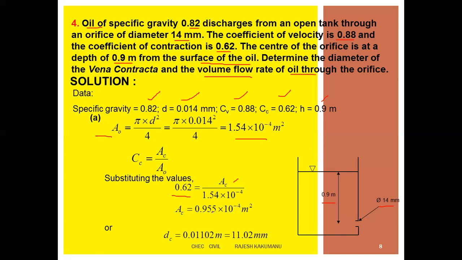Now, AC is equal to area is equal to 0.955, or DC is equal to 0.01102 mm, that is 11.02 mm. So area C has come, so how did we find the diameter? Area is equal to pi d square by 4. So to get d, take area into pi. Like this you have got the diameter.